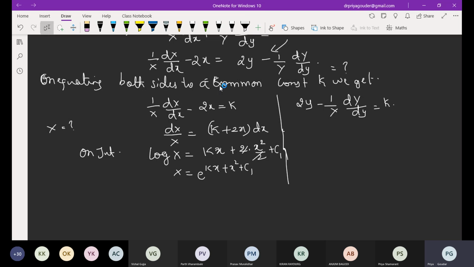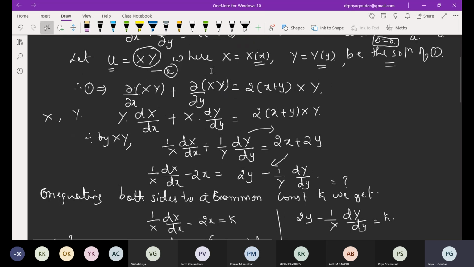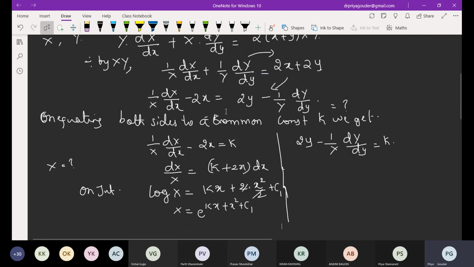Hope understood. So we are getting now capital X as a function of small x, isn't it? What we have taken here, capital X is a function of x only. That means you should not get any y there. Now, let us again separate here also. First, I'll keep capital Y terms, so I'll keep dy by y here.